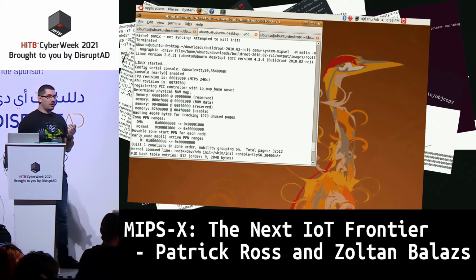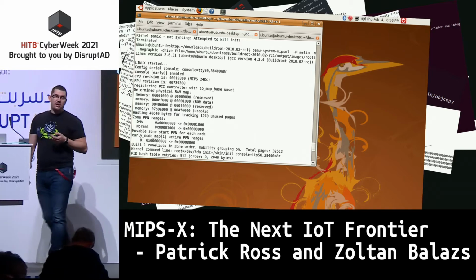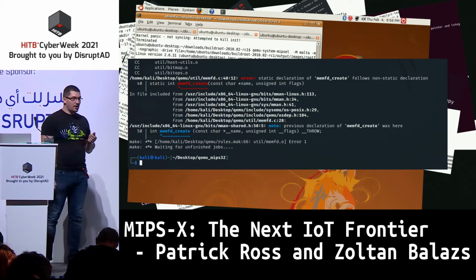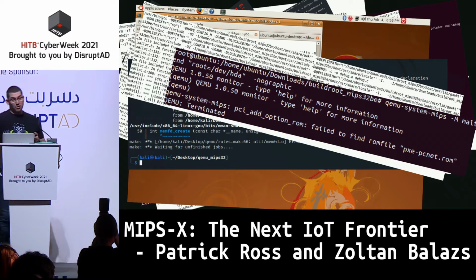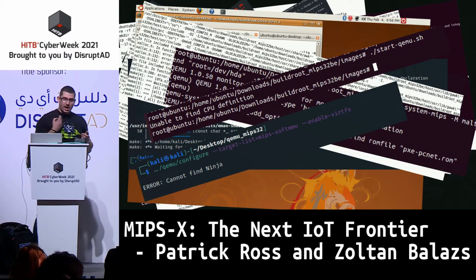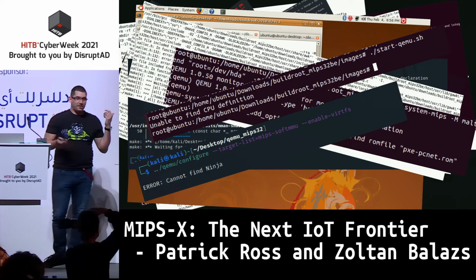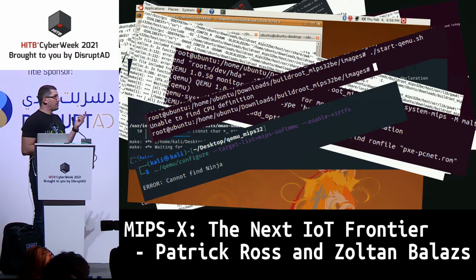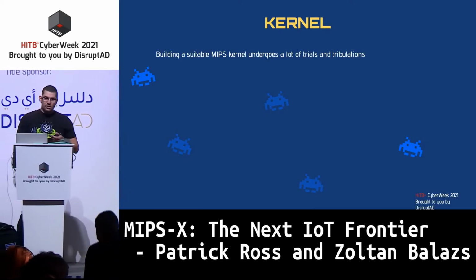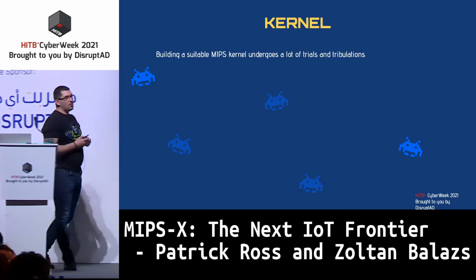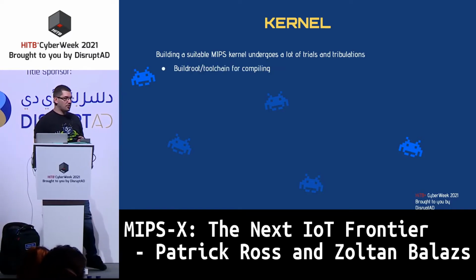Here you can see a very old Ubuntu, I guess Ubuntu 8. It starts with a kernel panic, which is not good news if you are into emulation. And here you can still see some other errors. This is one of my favorite ones, where the error states that it cannot find Ninja. I did not know at the time what Ninja is, but I found it pretty funny that now the error I get is that there is no Ninja on my machine. Anyway, as you can see, building a working and suitable MIPS kernel, if you want to build an old version, has a lot of challenges.